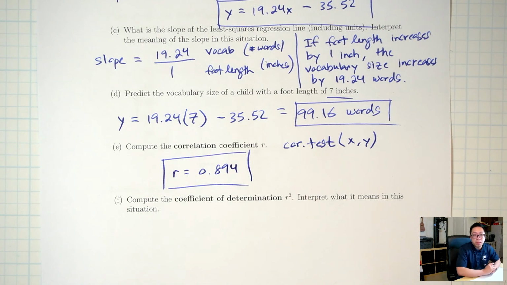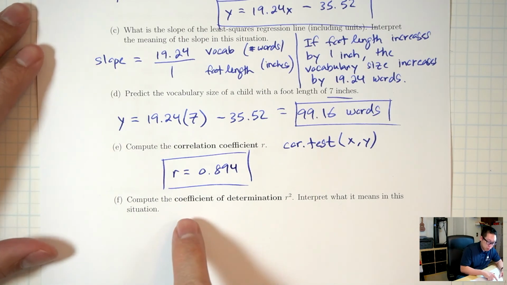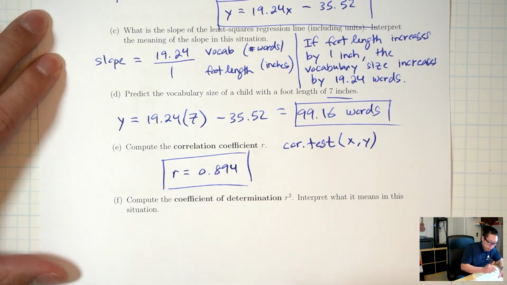Part F, compute the correlation or coefficient of determination r squared. That's just asking you to take the r that you found and square it.